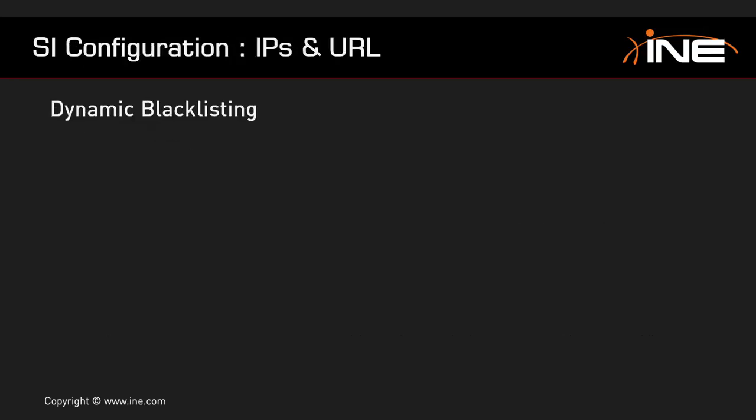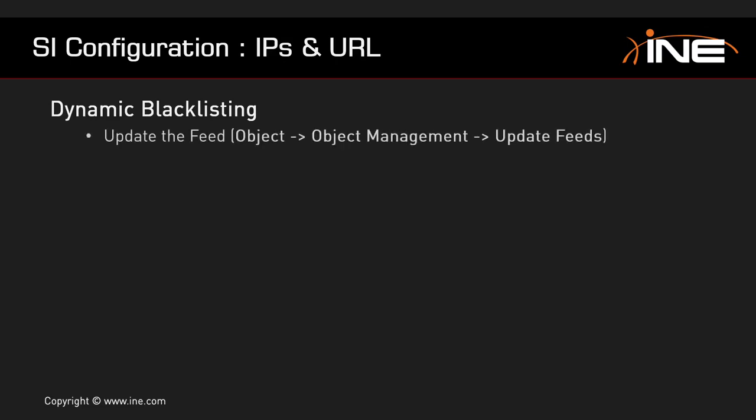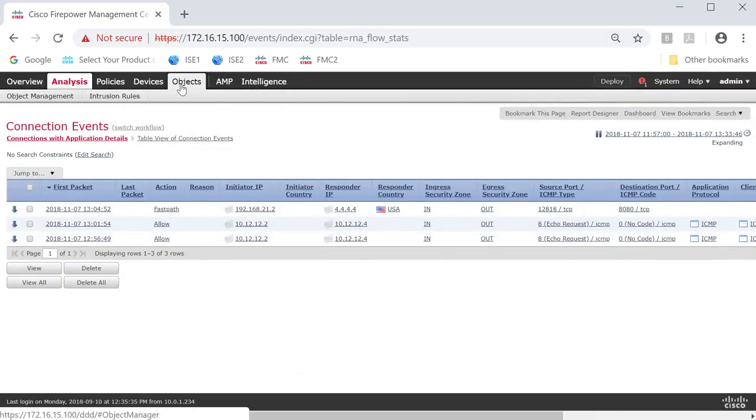Okay, in order to configure security intelligence for IP addresses or URLs, the first thing that you should do, assuming that you have a threat license activated, is update the feed from Objects and Object Management. Maybe let's quickly look at this. I'm going to go to this portion of the GUI.